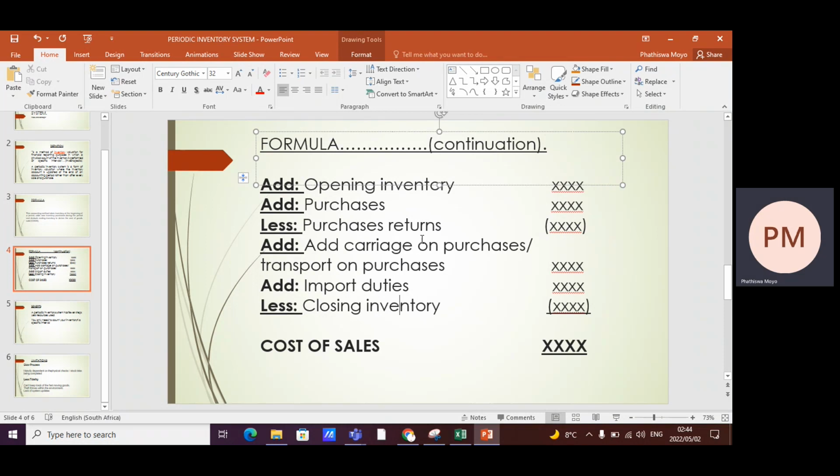So you add your opening inventory, you add your purchases, you subtract your purchase returns, you add your carriage on purchases, transport on purchases, you add your import duties, and you subtract your closing inventory. Don't forget this, guys, please.